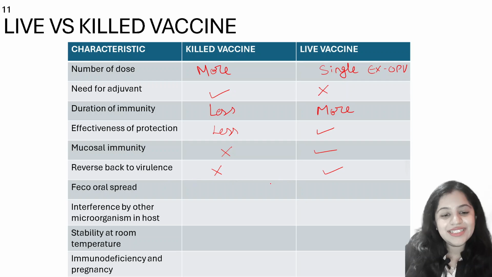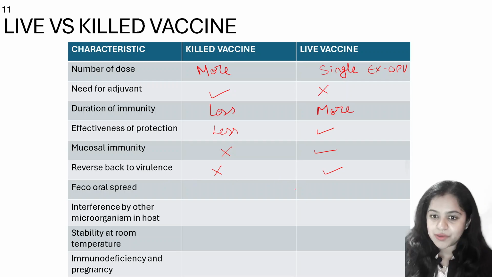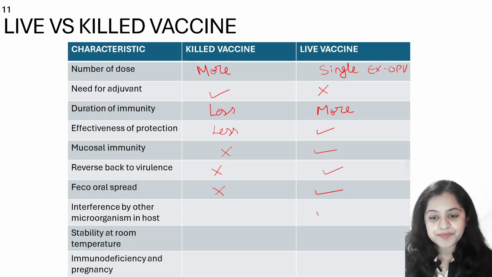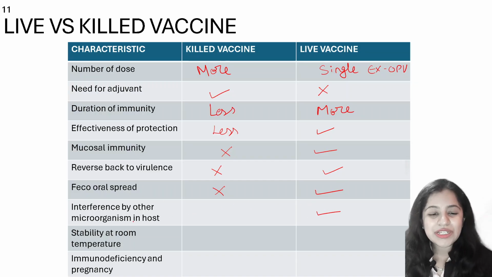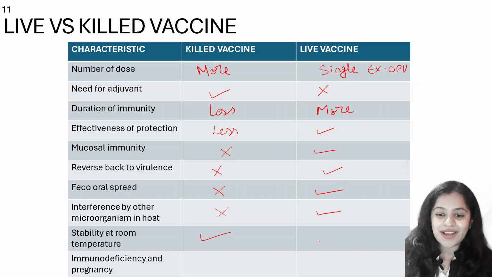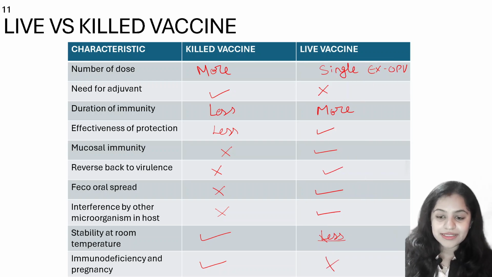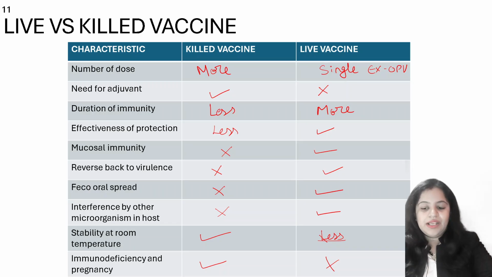Fecal-oral spread. Now see, anything which is live can spread through the fecal-oral route. So it is true for live vaccine, not for killed vaccine. Interference by other microorganisms in the host occurs with live vaccine. You can only interfere with something which is alive, not with killed vaccine. Stability at room temperature is more for killed vaccine, less or not at all for live vaccine. In immunodeficiency and pregnancy, you can give killed vaccine, you cannot give live vaccine. Okay, it is contraindicated. Clear?